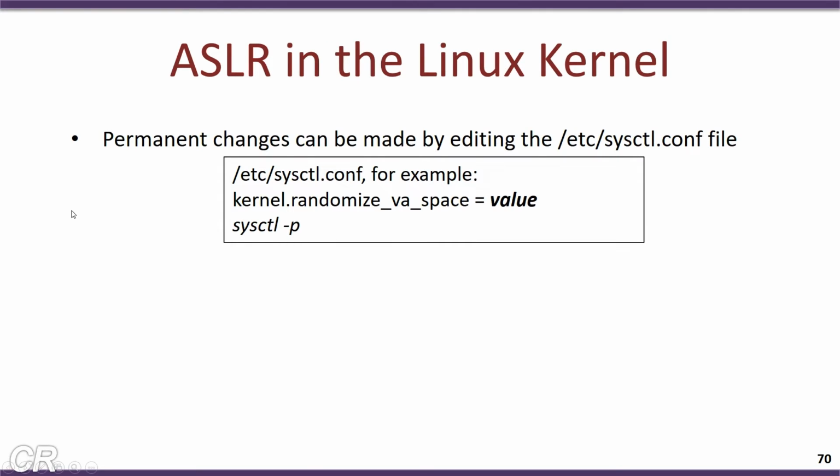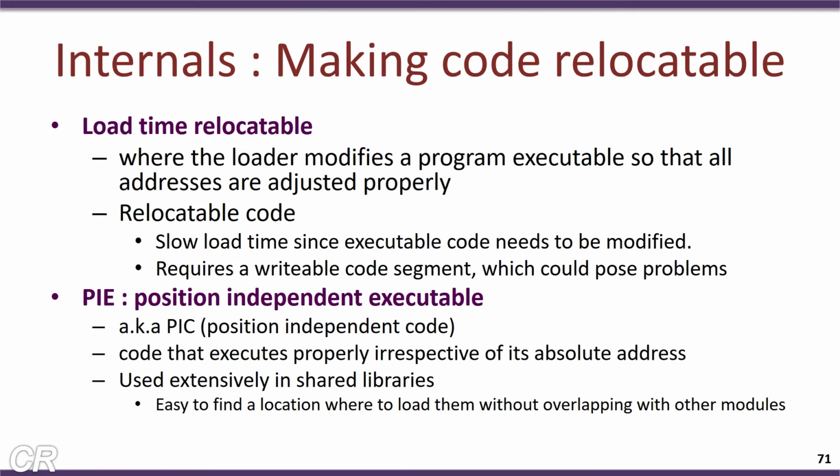So, for your Linux box, you can actually change the value of ASLR by editing this particular file, /etc/sysctl.conf. In this, if you add a line like kernel.randomize_va_space and specify a value of 0, 1 or 2, the support for ASLR can be modified for your particular system. So, we will now look at the internals of ASLR.